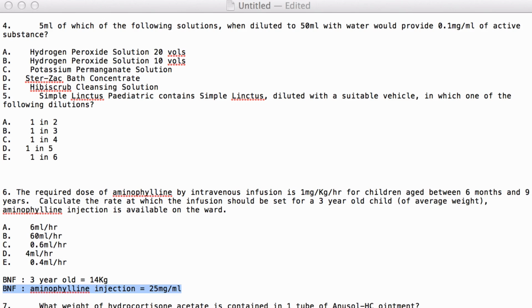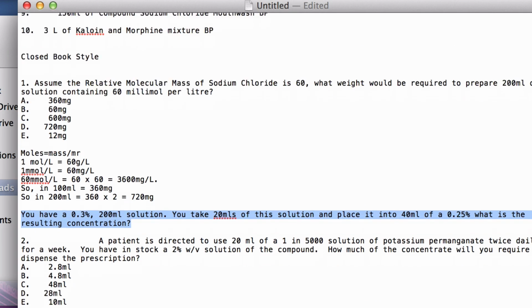Calculate the rate at which the infusion should be set for a 3-year-old child. So you figured out the weight, which is in the back of the BNF. Then you've just multiplied it by 1. So then you just divide by the rate. So 14 over 25 is around about 0.6. Let's go back to this one.